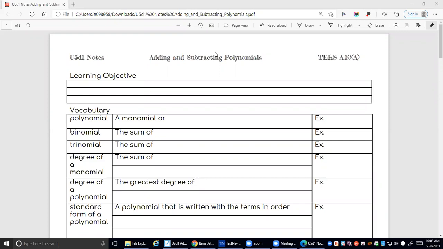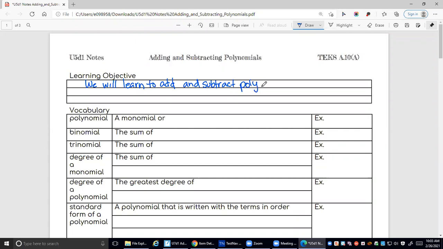So our formal learning objective, we will learn stuff. Yeah, it's very specific, right? Specifically, we will learn to add and subtract polynomials. What are polynomials, we will learn. Of degree 1. And you'll know what degree 1 means in a little bit too. And degree 2.